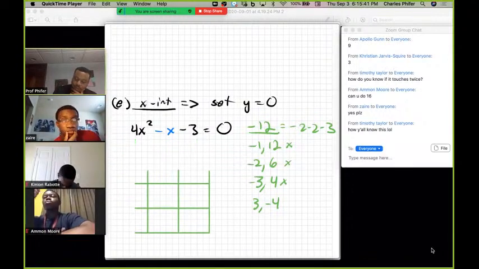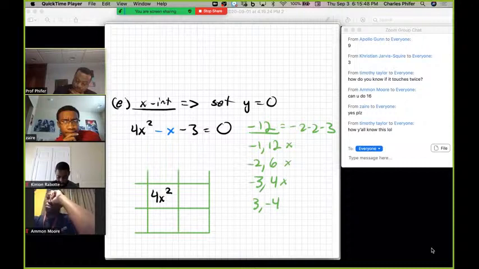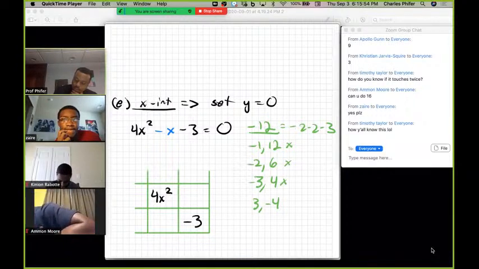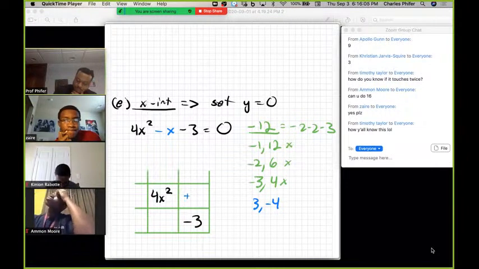So now in the upper left hand corner goes the 4x squared. The bottom right hand corner we're going to do the negative 3. And then we're going to rewrite that blue x using the numbers that we found. Right? So I'm going to match the colors. So we're going to have a positive 3x and we're going to have a negative 4x. Okay? Because 3 plus negative 4 is negative 1, right?